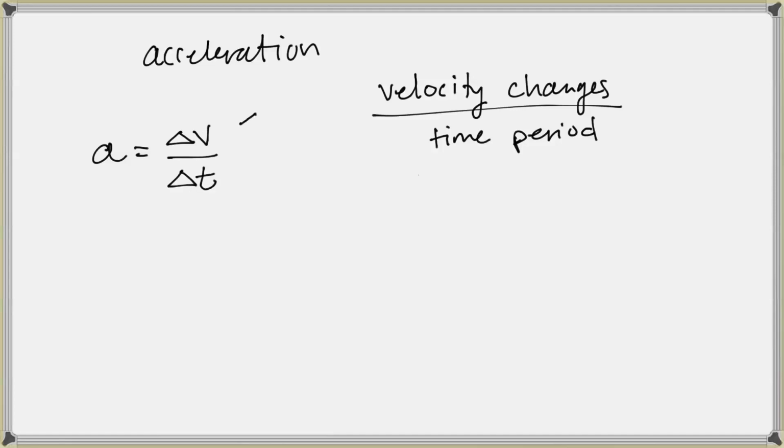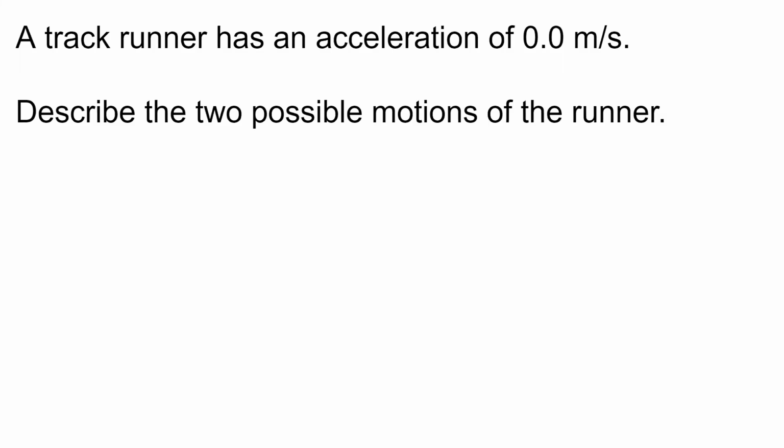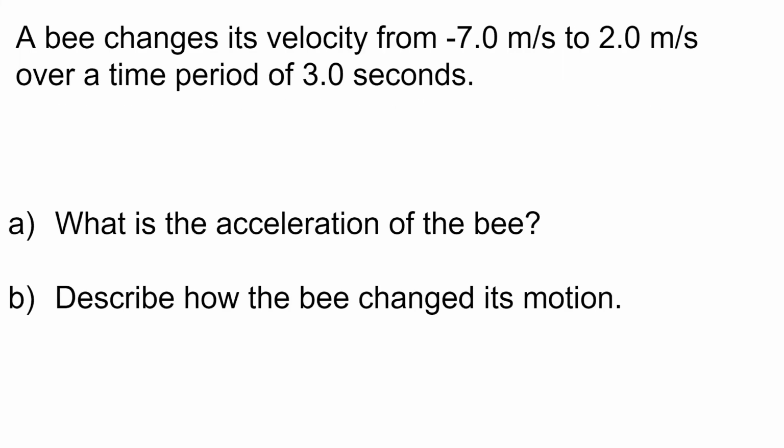Now remember, you can expand this top part. So if we rewrite it, acceleration is equal to your final velocity minus your initial velocity divided by your change in time. Okay, so let's just look at a question. A bee changes its velocity from -7 meters per second to 2 meters per second over a time period of 3 seconds. Two questions: what is the acceleration of the bee, and how did the bee change its motion?